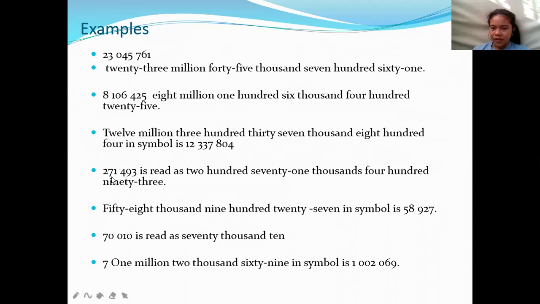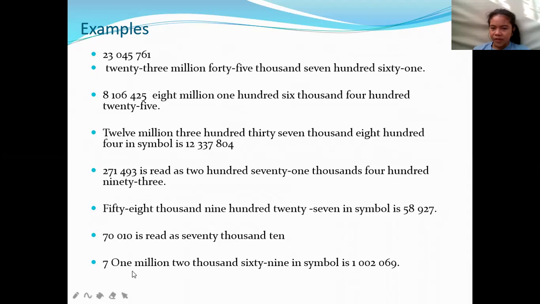Then 271,493 is read as this word form. Then 58,927 in symbol. Okay, 58,927. Then 70,010. Okay, 70,010, because there is a zero here. So 70,010.